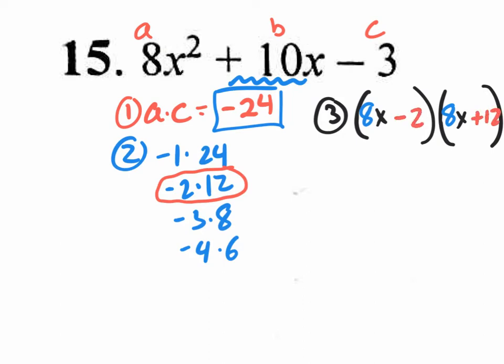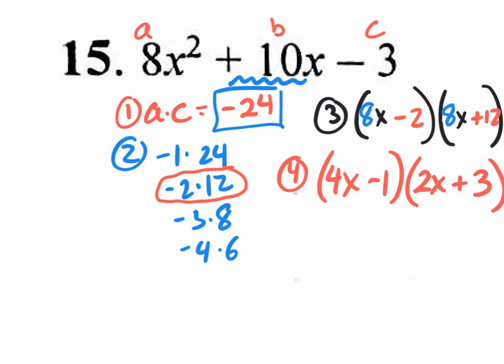And now the fourth magical step is to simply divide each binomial by whatever you can. So on the first one, the 8 and the 2, that's divisible by 2. So we're going to magically divide them by 2. That'll give us a 4x minus 1. The second one, we're going to magically divide the 8 and the 12 by 4. So when we divide both of those by 4, that'll give us a 2x plus 3. Ladies and gentlemen, that is your answer: 4x minus 1 times 2x plus 3.